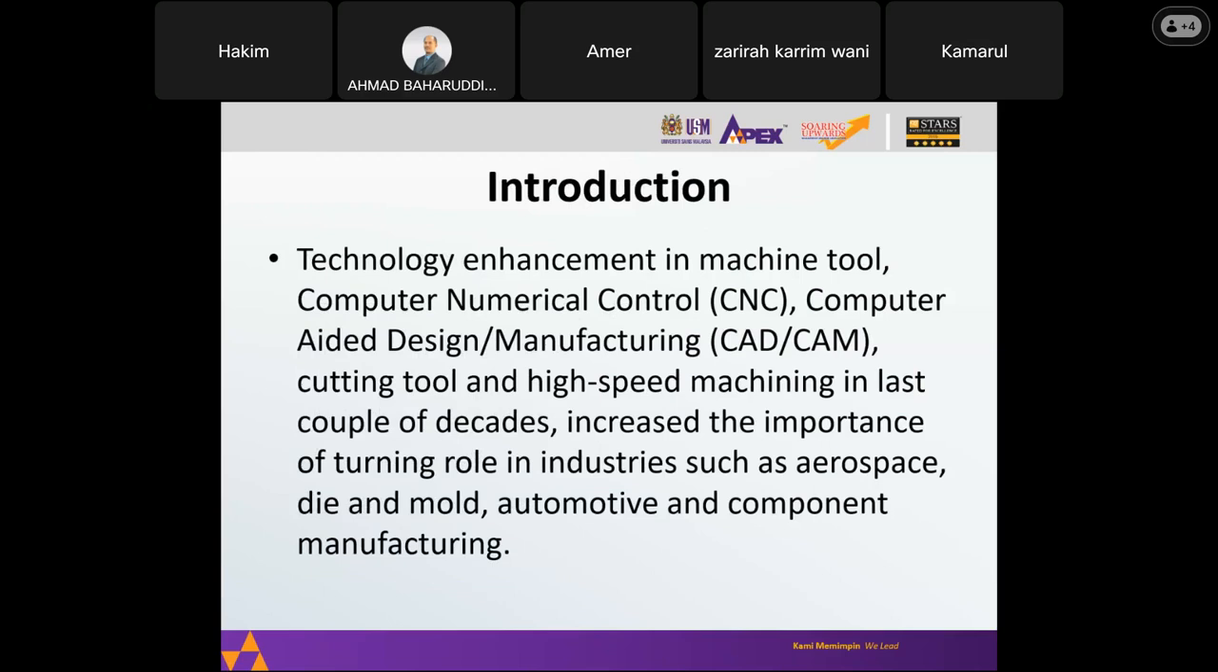Alright, so technology enhancement in machine tools, CNC, computer aided design and manufacturing, cutting tool and high speed machining and others. In the last couple of decades, there is increased importance of turning in industries such as aerospace, die and mold, automotive, and component manufacturing.